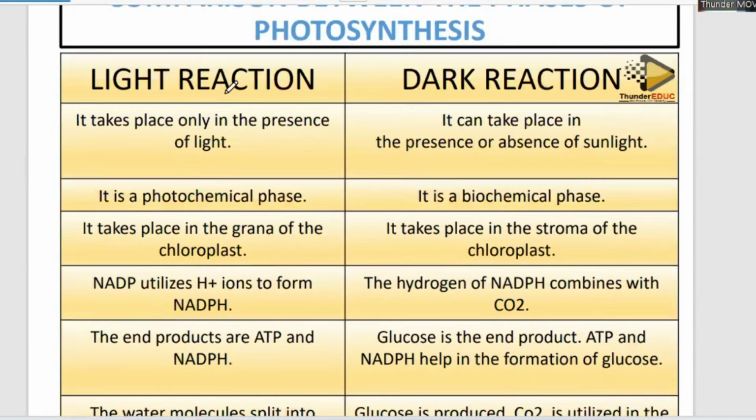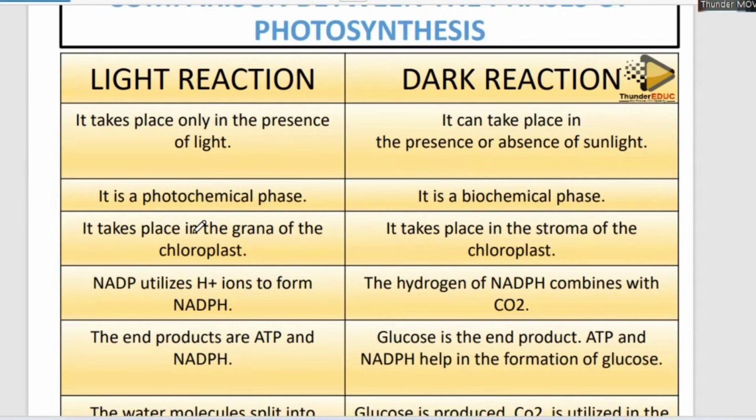The differences between the light phase and the dark phase. The light phase occurs only in the presence of light, as you hear from the word, and the dark phase occurs in the absence of light. The light phase is a photochemical phase. It means that it is a process that requires light; it is facilitated by light. While the dark phase is biochemical, so these are biological chemical reactions which are happening.